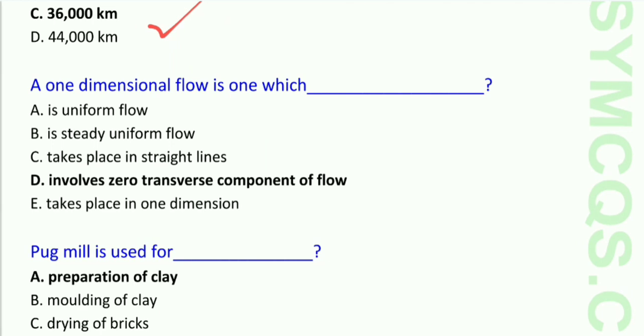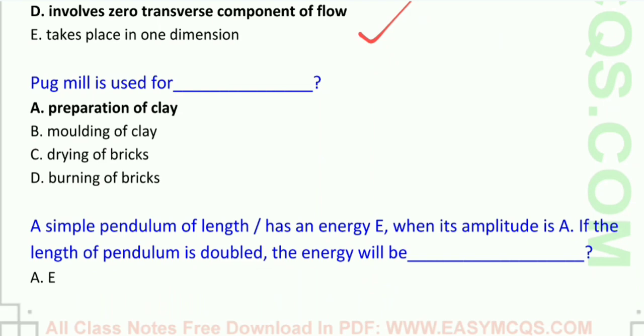Next question. A one-dimensional flow is one which involves zero transverse component of flow. D is right. Pug mill is used for preparation of clay.